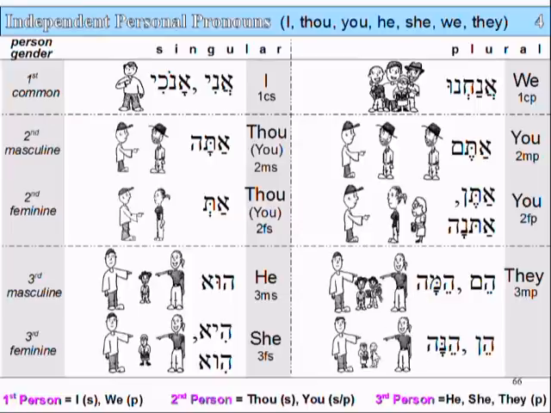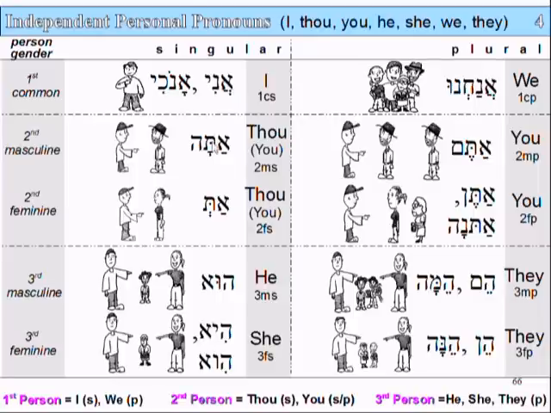Now, if I want to speak of they, about a group of women, I use the word hen or henna. So that's just the word for they in Hebrew. Hen or henna, they. That's called the third person feminine plural. So there you have it. These are the words that you need to learn.